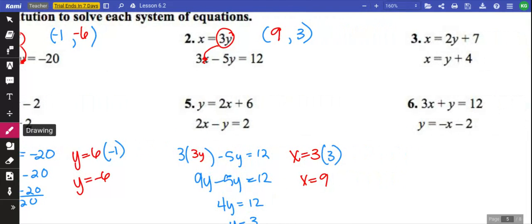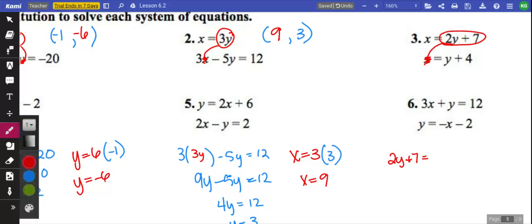Okay, number 3. This one's a little bit different. The second one is not set up into standard form. So it's fine that both equations are just equal to x. That means when I do my substitution, I'm not going to have to do any distributing. So I still just circle that 2y plus 7, and I'm still substituting it in here for the x. You could put a 1 there if you wanted, but it would just honestly make it more work. So now the second equation, instead of just being x equals y plus 4, it's going to be 2y plus 7 equals y plus 4.